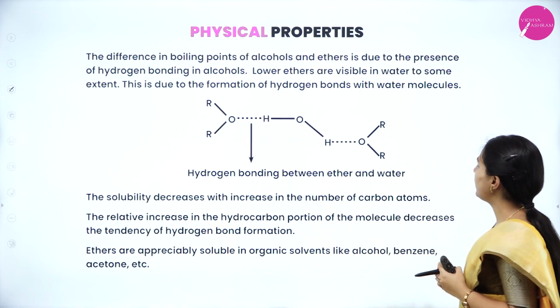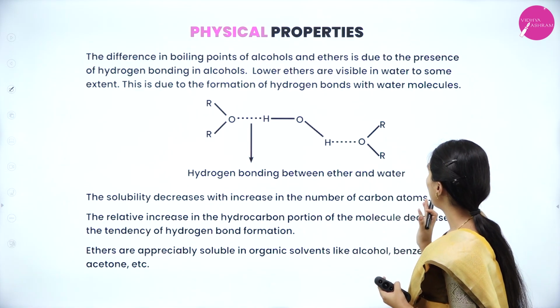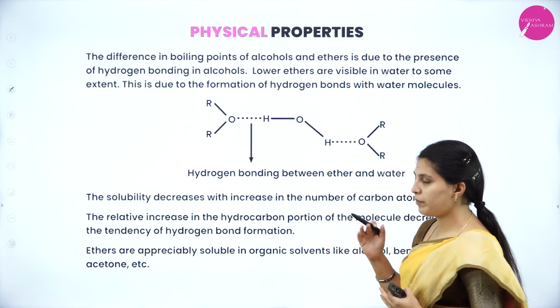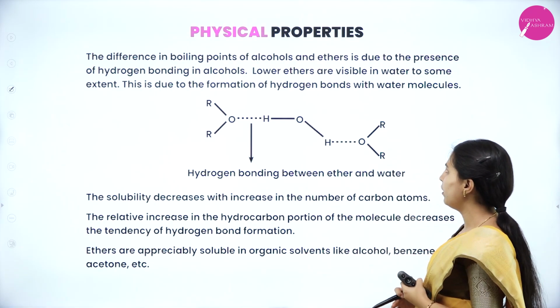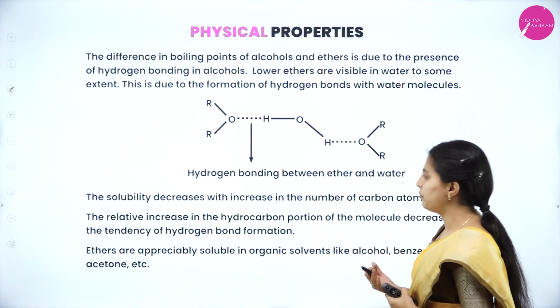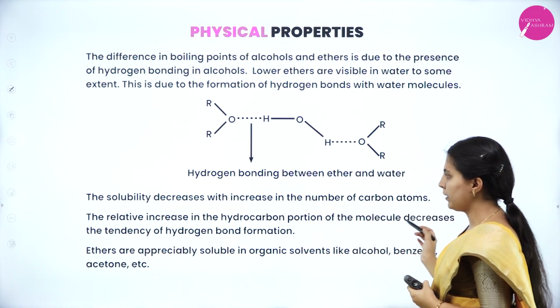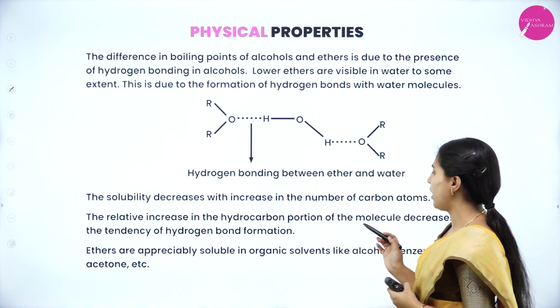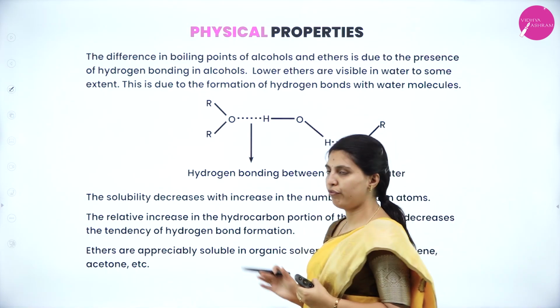Lower ethers are miscible in water to some extent. This is due to the formation of hydrogen bonds with water molecules. Lower members of ethers and also alcohols have hydrogen bond formation, which is why alcohols have high boiling points. The solubility decreases with increase in the number of carbon atoms. The relative increase in the hydrocarbon portion of the molecule decreases the tendency of hydrogen bond formation.